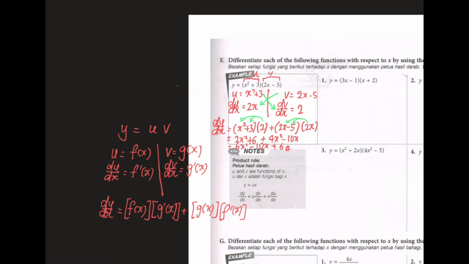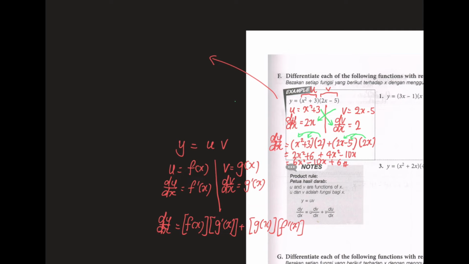So that is the way. I show an alternative here as your reference. Like what I said, if you don't want to use the product rule, then you need to expand it. Let's say I expand it and you try to see what happens.